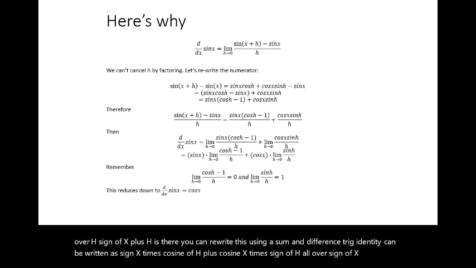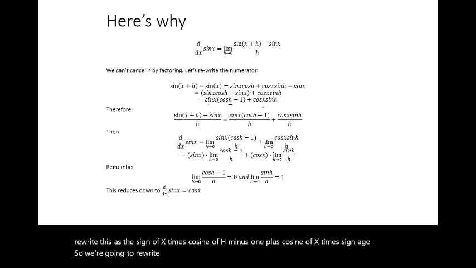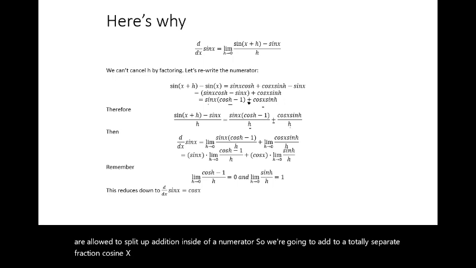You can rewrite this as the sine of x times cosine of h minus 1 plus cosine of x times sine h. So we're going to rewrite the numerator as the sine of x times cosine of h minus 1. And you are allowed to split up addition inside of a numerator. So we are going to add to it a totally separate fraction, cosine x times sine h, both of those fractions over the common denominator of h.